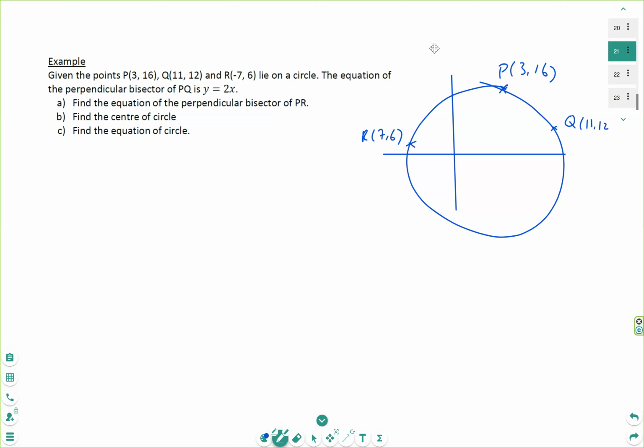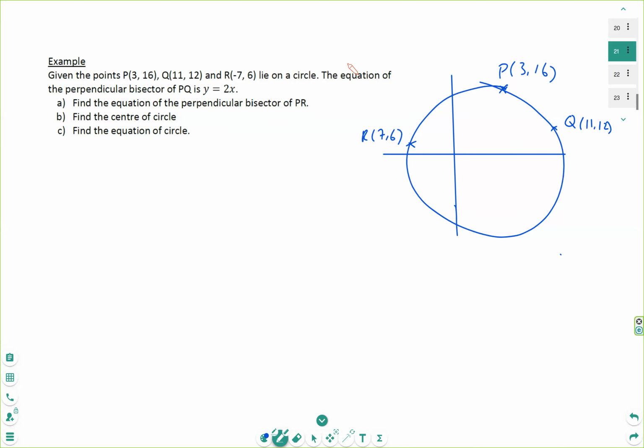Now, one thing when drawing a circle: you notice the point (3, 16), if you look at the y coordinate, 16 is above 12 and above 6. Therefore, you can see the difference in height in terms of the coordinates. So they're roughly in the correct place. What we want to find is PQ.